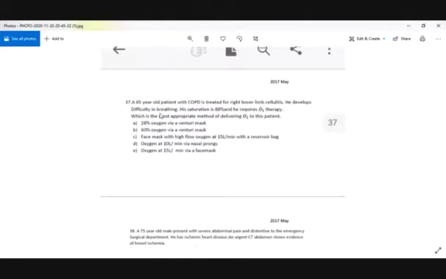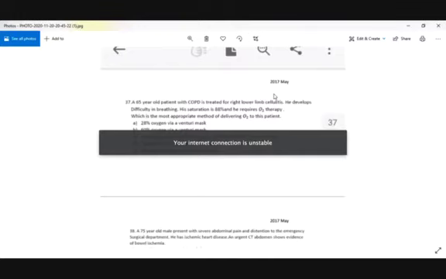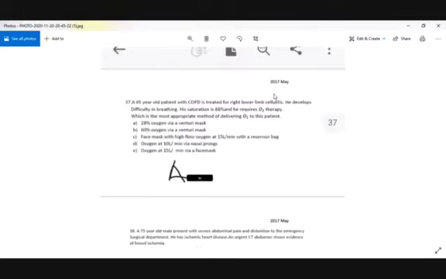A 65 year old patient with COPD is treated for right lower limb cellulitis. He develops difficulty breathing, saturation 88, requires oxygen therapy, which is the most appropriate? You can answer it quickly, or else I can explain it.